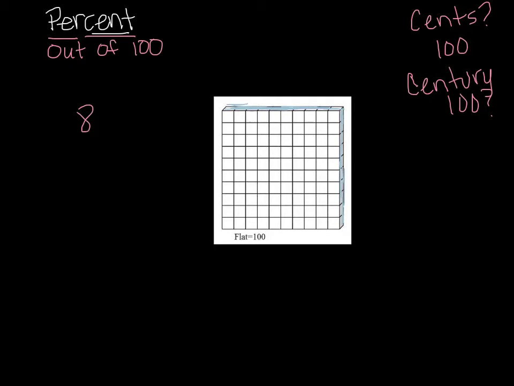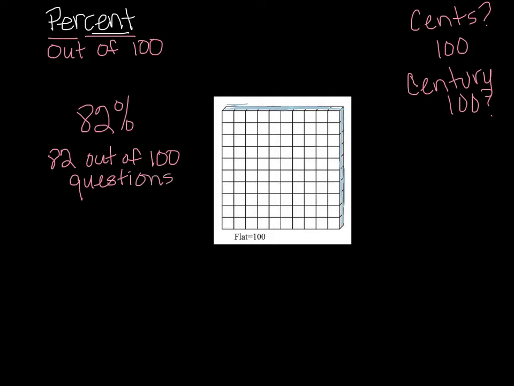So if I got an 82% on that test, what it's saying is that I got 82 out of 100 questions correct. Let's look at this 100 box square to see if that's good or bad. If I got 82 out of 100 questions correct, let's see if that's good or bad.